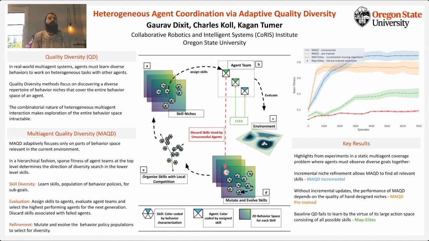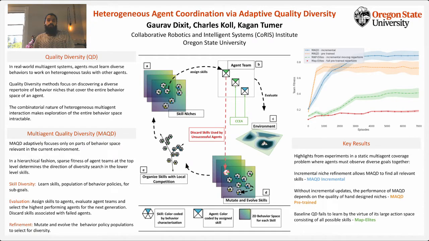Hi, I'm Gaurav and I'm presenting some preliminary work on adaptive quality diversity for learning to coordinate in multi-agent systems. This work was done in collaboration with Charles Koll and Tumer at the Collaborative Robotics and Intelligent Systems Institute at Oregon State University. We are looking at problems where multiple heterogeneous agents must learn to coordinate on diverse tasks.